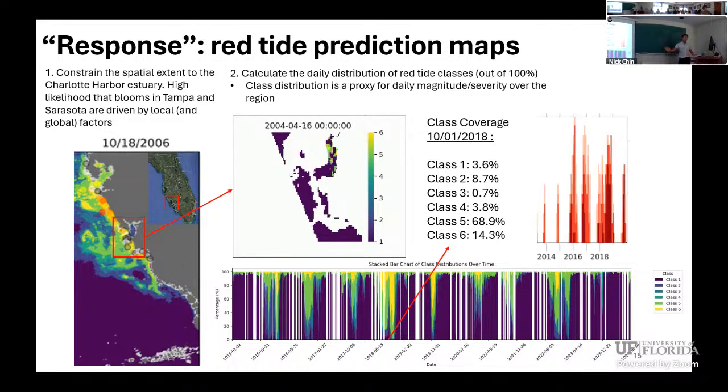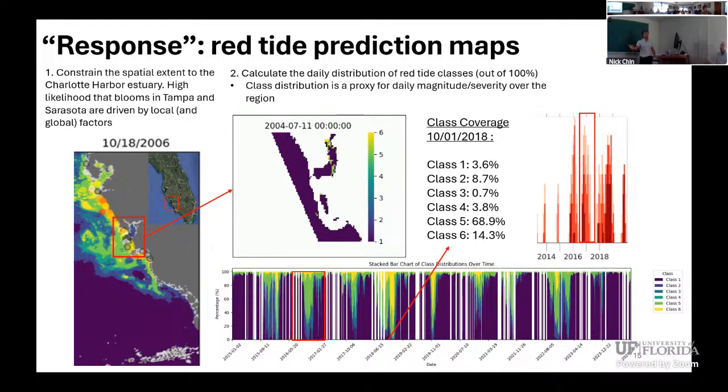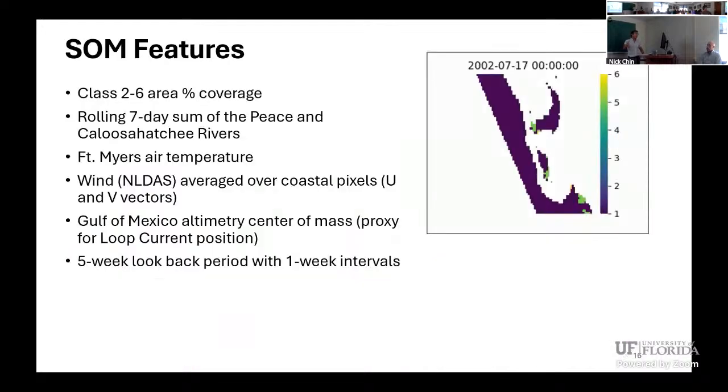And just as a sanity check, this is that BSI index showing that same intense bloom event. And you can see it kind of retracting and remagnifying in 2017 there. So that's our response variable. That's our pseudo response variable that we'll be classifying in our self-organizing map.